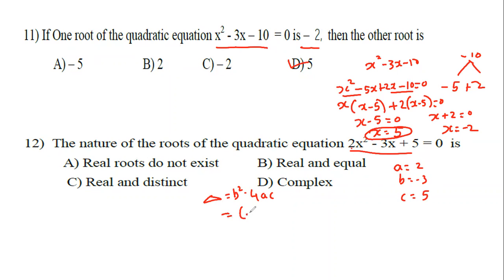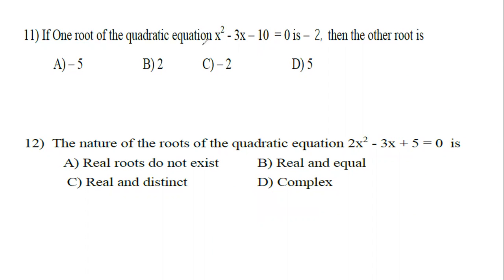Substitute here, b value is minus 3 whole square minus 4 into a value is 2 into c value is 5. 3 3s are 9 minus 4 2s are 8, 8 5s are 40. You will get minus 31. Minus 31 means less than 0. Then roots are real roots do not exist. Real and equal, real and distinct, complex. Minus 31 means real roots do not exist. Which option is right? Option A is correct.